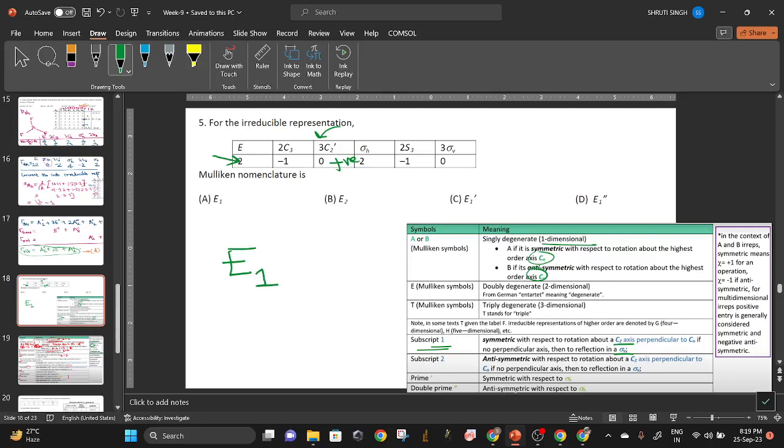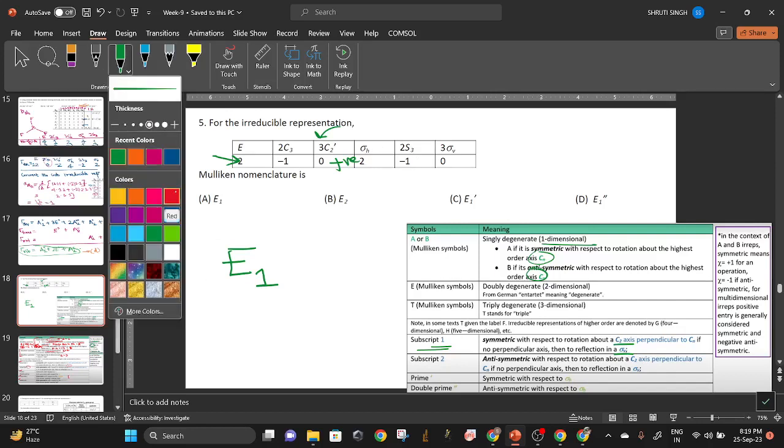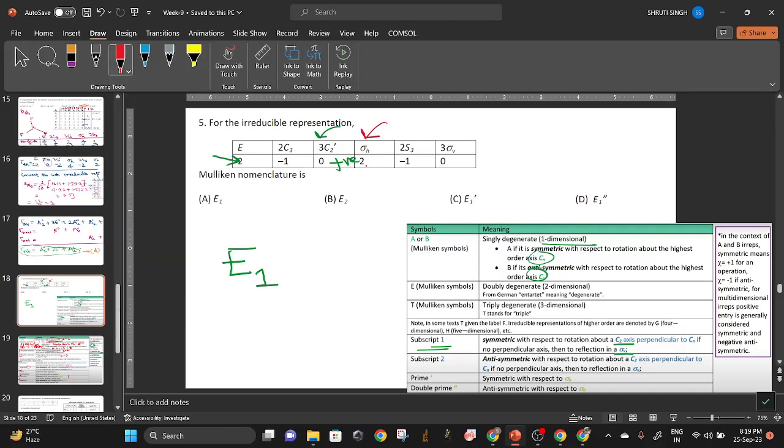Next, sigma h. Since sigma h is there, we need to look at sigma h also. If sigma h had not been there, this was the Mulliken symbol. That's it. But now sigma h is here. So sigma h is symmetric, since it is a positive number. Now for symmetric sigma h, we have to put a prime. So there will be one prime here.